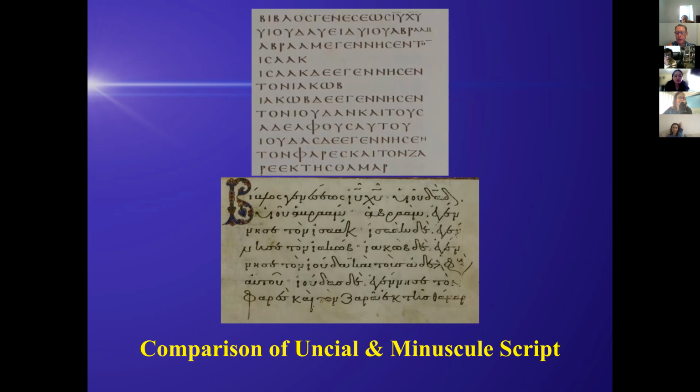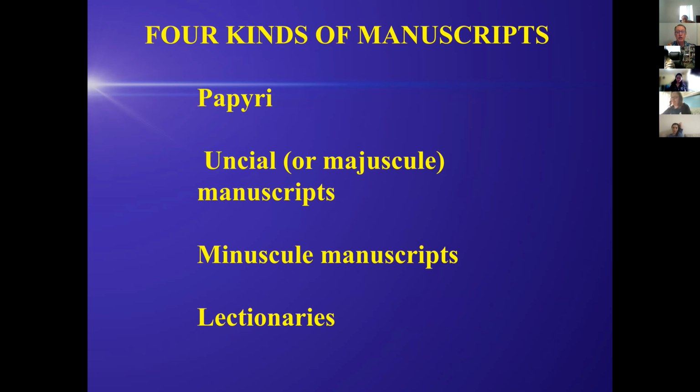And the fourth kind of manuscript is lectionaries. Lectionaries were scripture passages used in the worship of the church. Lectionaries date from the 8th to the 16th century, and they are designated by a cursive L followed by a number. So the papyri are the oldest manuscripts. The uncials were from the 4th to the 10th centuries. The minuscules are from the 9th century and later.